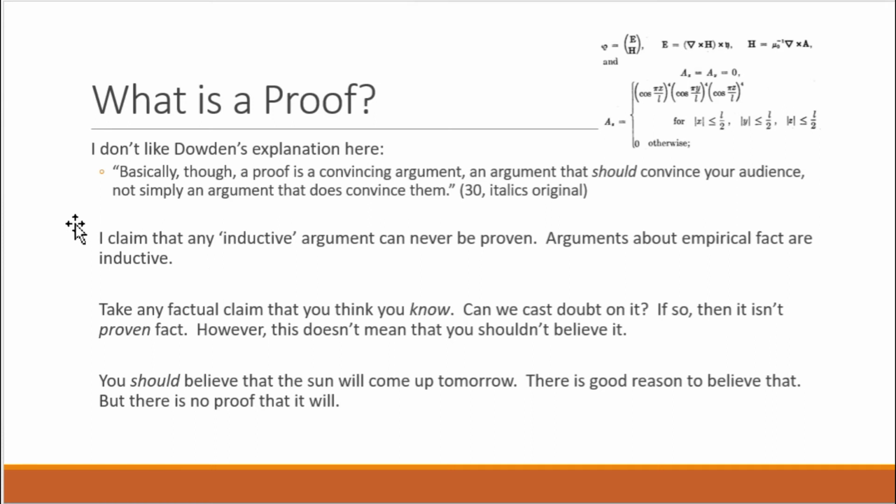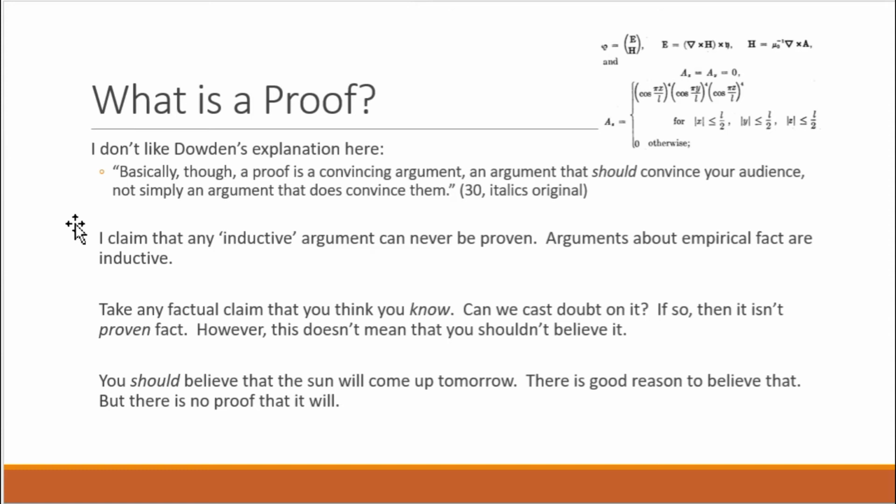Dowden writes that basically, a proof is a convincing argument, an argument that should convince your audience, not simply an argument that does convince them. Now, what Dowden's getting at here is something I've said before, that I might accept your claims for reasons that have nothing to do with truth. After all, if you hold a gun to my head and say, do you believe that my favorite color is blue, I'll say whatever you want me to say, and I won't base it on truth.